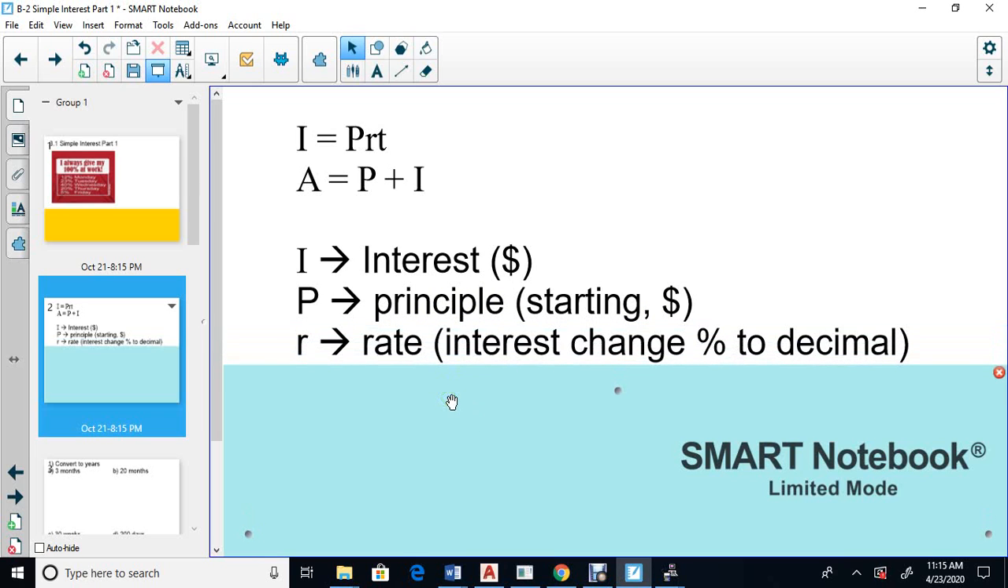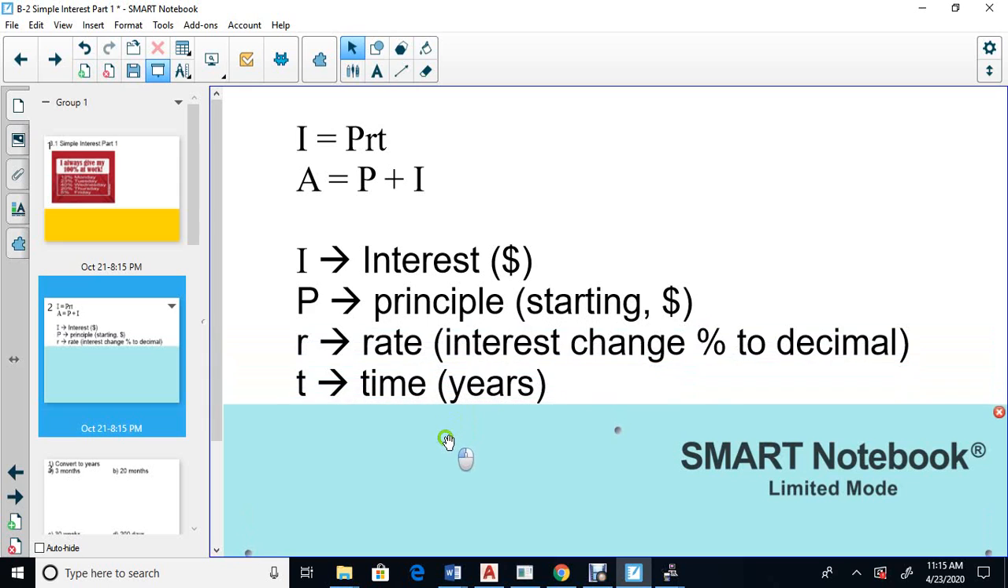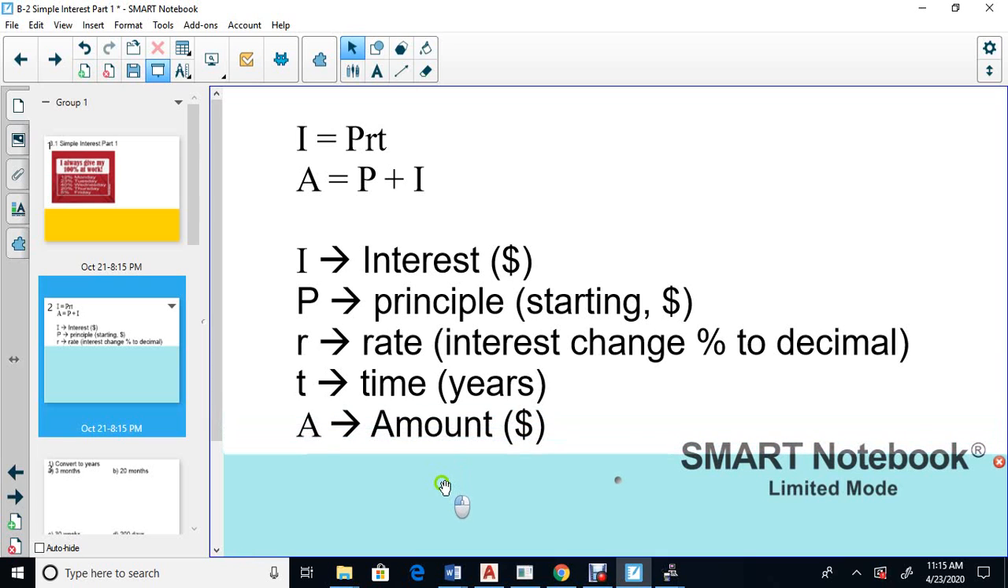R is your rate, okay? Interest charge percent. So you have to turn the percent into a decimal. It'll tell you the rate. Time is the number of years, always done in the number of years. T stands for time. And A is the amount. So after you earn this interest, you add how much you started with. So P plus I, the interest you earned plus how much you started with, gives you your amount.